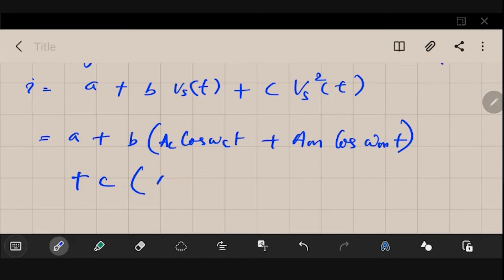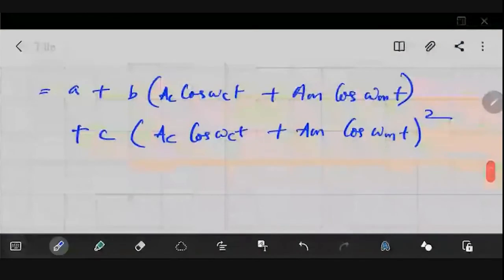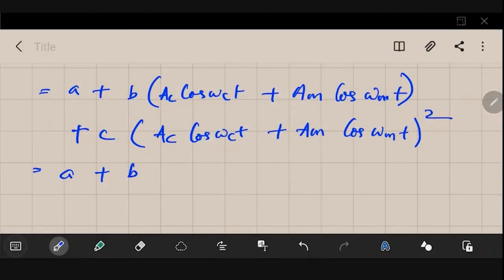That means I will write it like this: Ac cos omega ct plus Am cos omega mt, and the whole square, because Vs square of t was there. Got it? Now I will multiply this constant B inside these brackets. If I multiply it, I will get A plus B Ac cos omega ct.